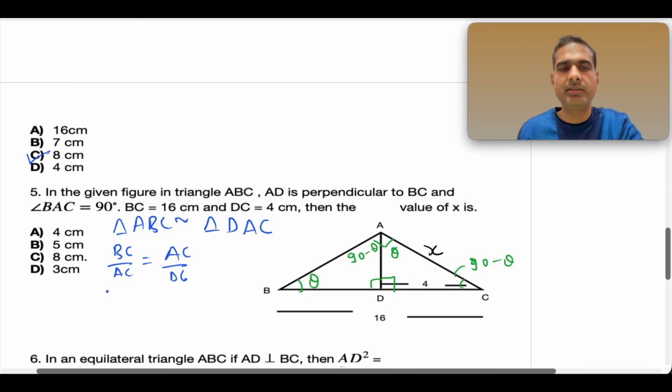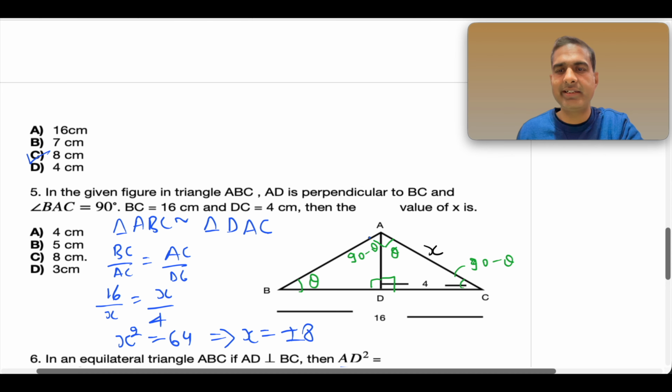So BC is 16, AC is X, and DC is 4. So from here, by cross multiplying, we can say x square is equal to 16 into 4, that is 64. So this implies that x is plus minus 8. Now AC is the length of a side, so it has to be positive, so x will be 8 centimeter. So in this way we can find out the value of AC.